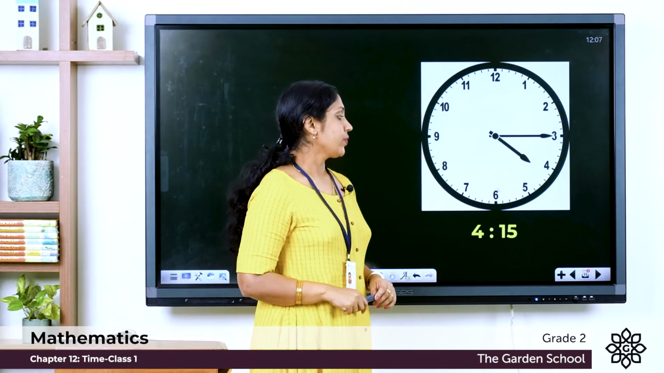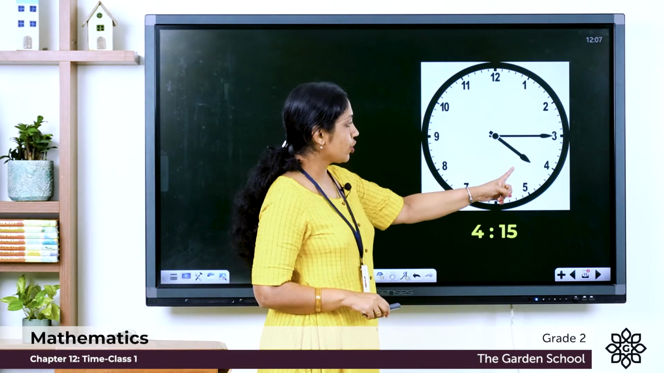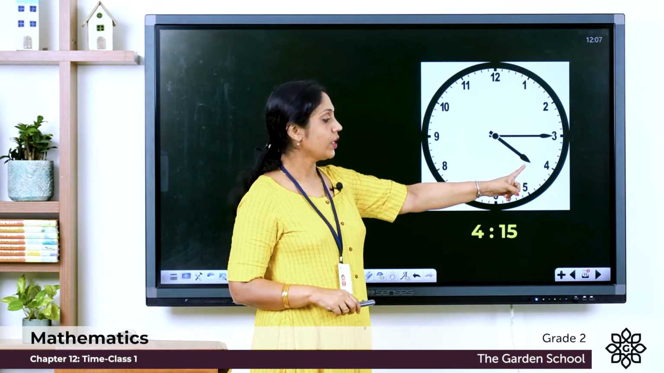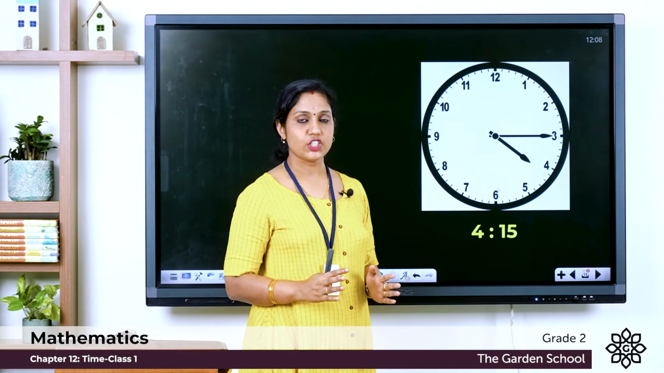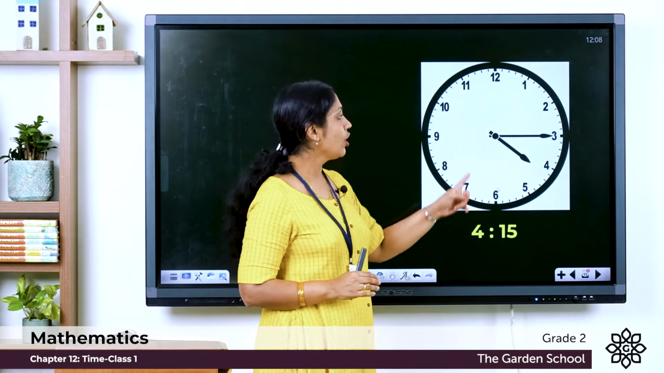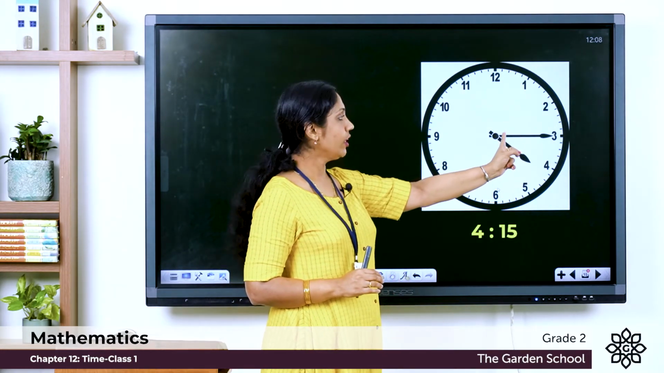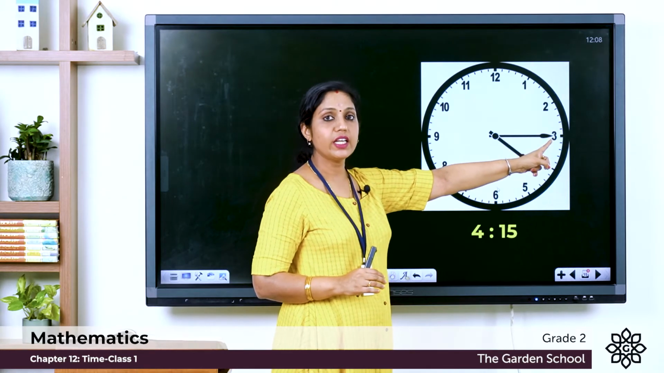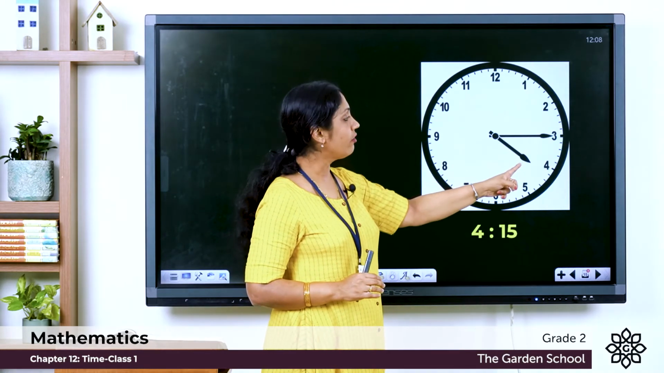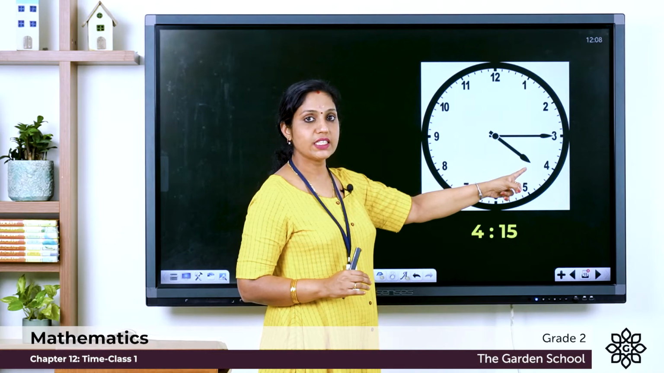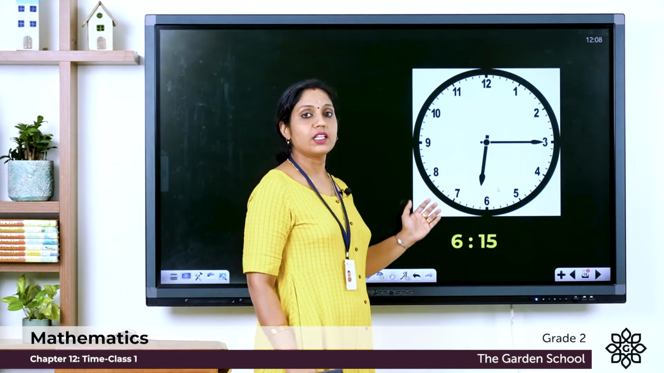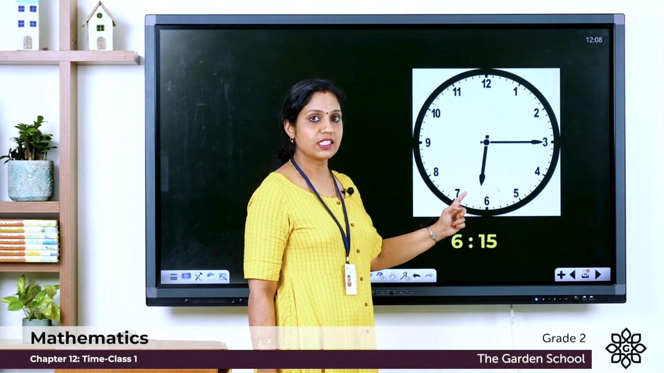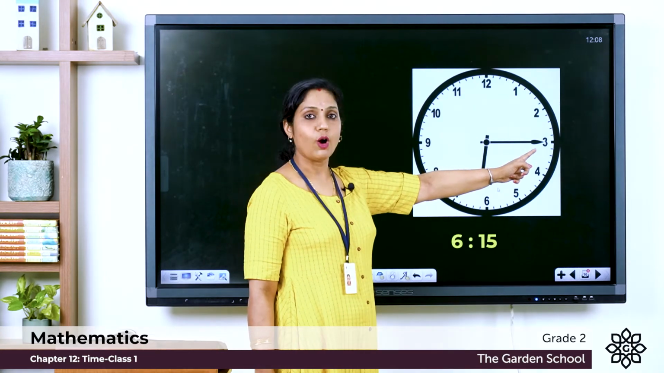Now you can see that the hour hand, that is the short hand, is on 4 and the minutes hand is on 3. When you see such a time, we can say that this is 4:15. When the minutes hand is on 3, it is 15 minutes, and the hour hand is on 4. So how do you read this time? 4:15.